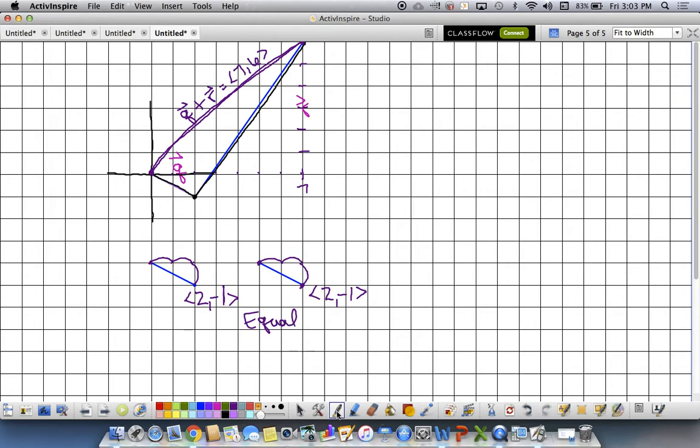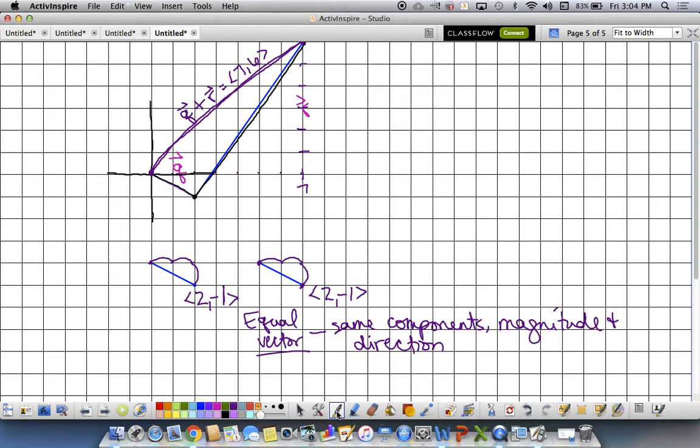I don't think we need a definition of equal vectors. They're vectors that have the same components, they'll have the same magnitude, and they will have the same direction. Okay, well, maybe I'll do that. So they have the same components, magnitude, and direction. Those are equal vectors.